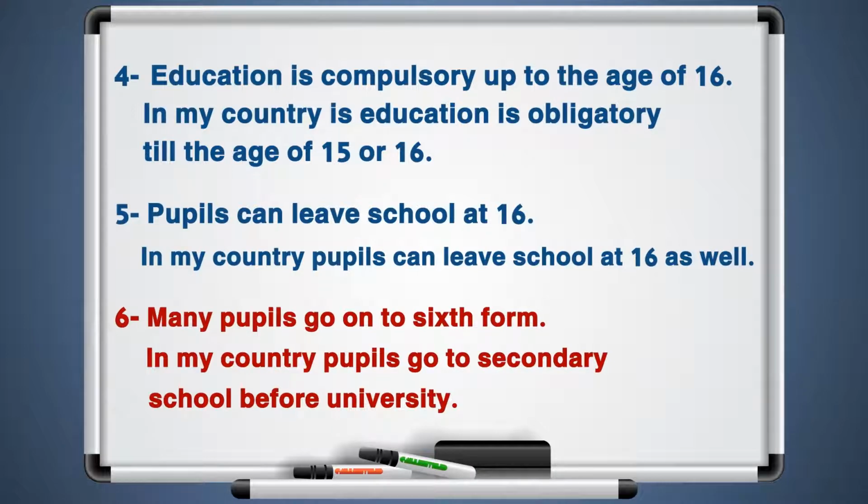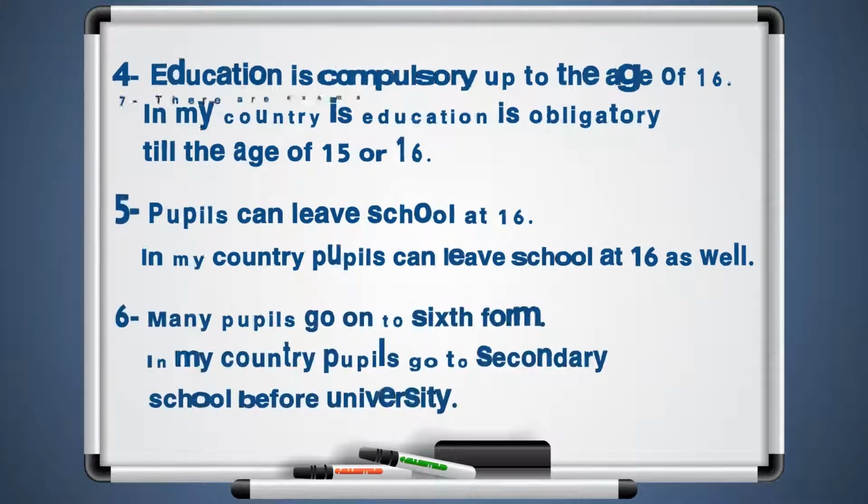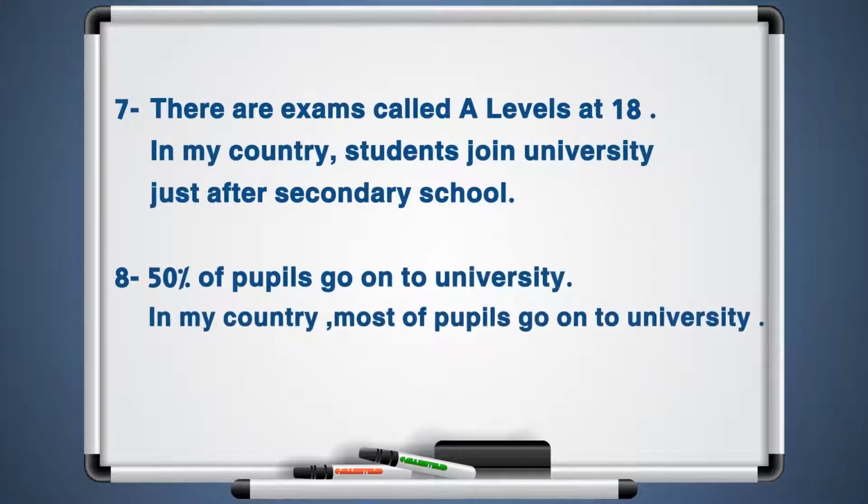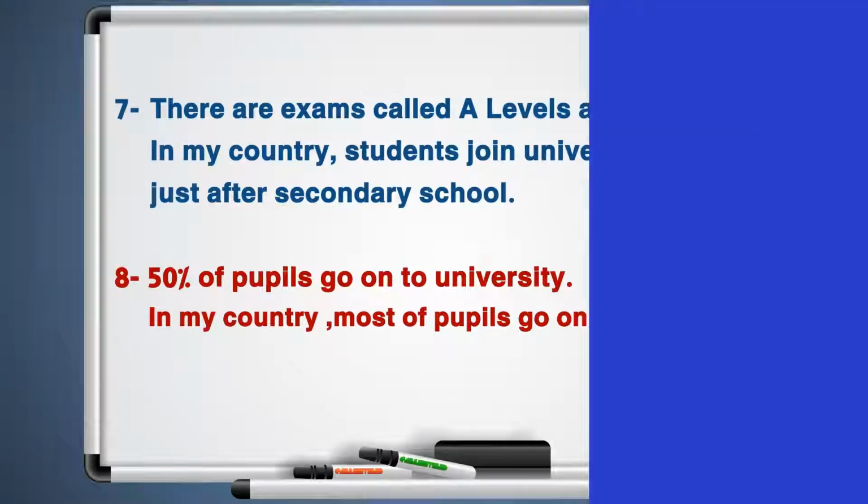Many pupils go on to sixth form. In my country, pupils go to secondary school before university. There are exams called A-level at the age of 18. In my country, students join university just after secondary school. 8. 50% of pupils go to university. In my country, most pupils go to university.